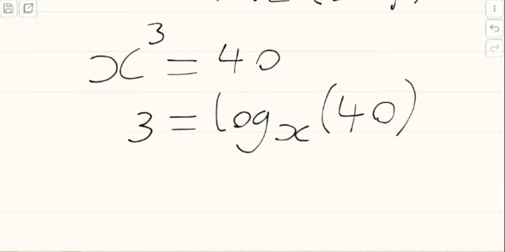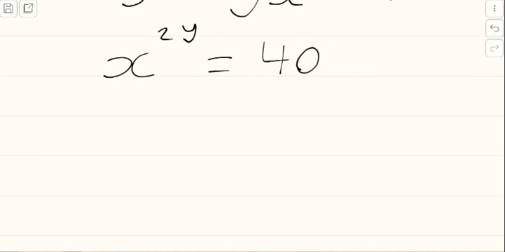All right. And let's look at one more. This one is a little more complex, but actually it's not that bad. That's going to be x to the power of 2y is equal to 4,096. Okay, see if you can try this one. Perhaps pause the video and maybe attempt it.